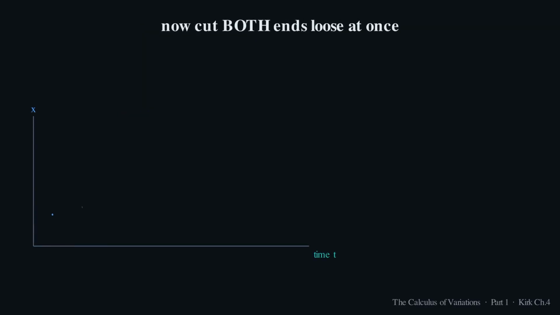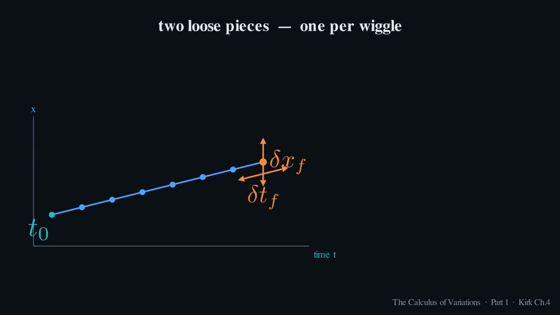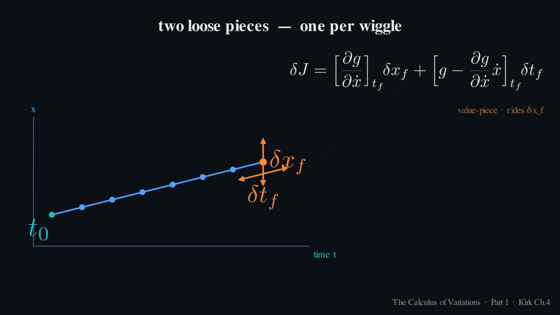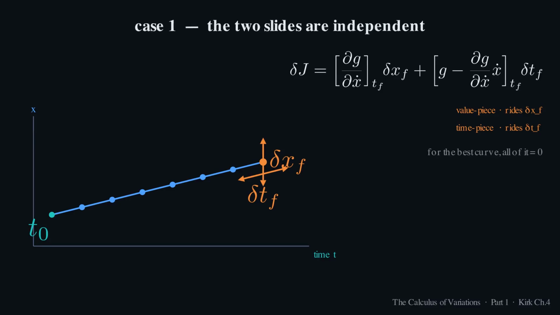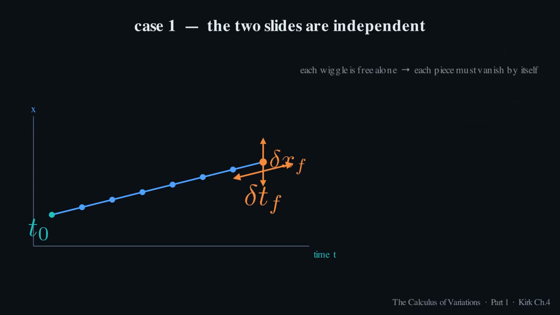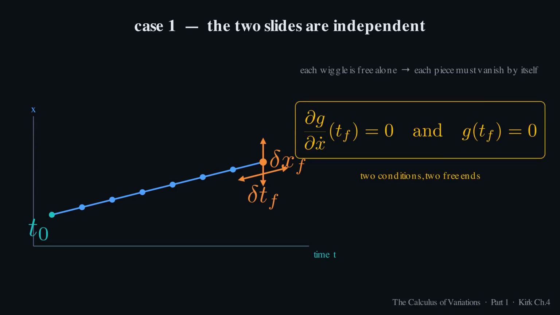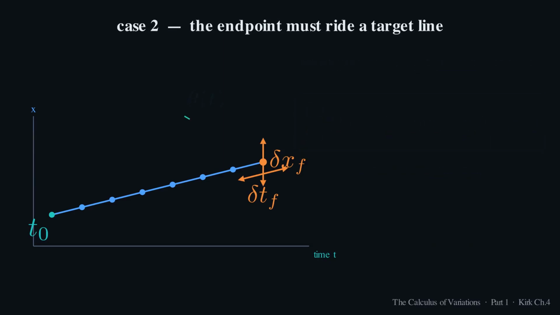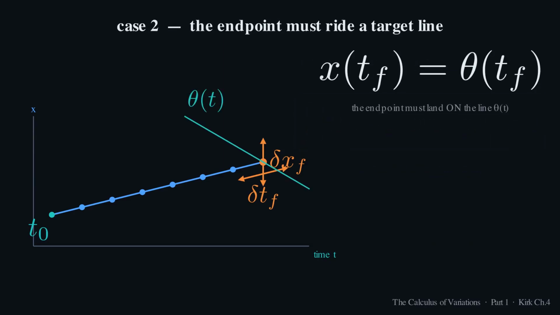Finally, free both ends. The endpoint can slide and the time can slide, so the general variation now carries two loose pieces. If the two are unrelated, each must vanish on its own. But the richer case is a moving target. The endpoint has to land somewhere on a given line. Then the two wiggles are tied together, and forcing the variation to 0 gives the transversality condition, a single equation linking where the path ends to how fast the target itself is moving.